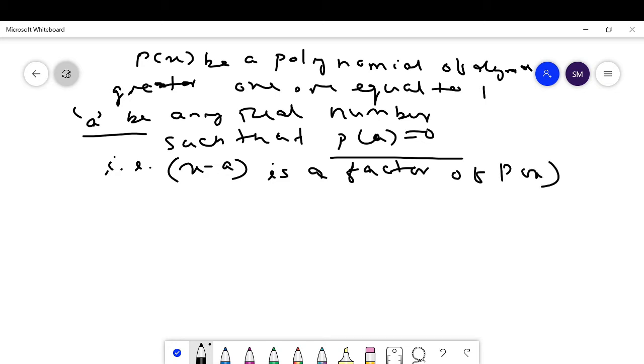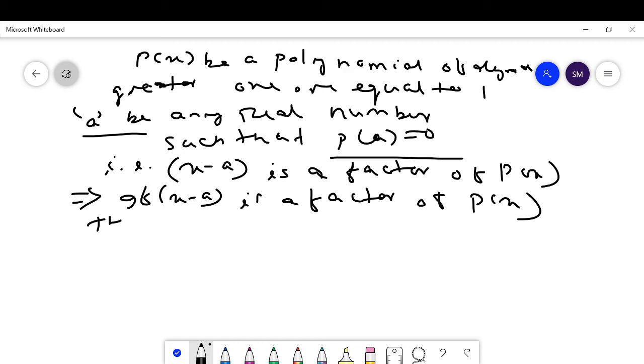Vice versa, if x minus a is a factor of P(x), then P(a) is equal to 0. The factor theorem says if P(x) is any polynomial of degree 1 or greater, and a is any real number, then if P(a) is equal to 0, x minus a is a factor of P(x). Conversely, if x minus a is a factor of P(x), then P(a) is equal to 0.